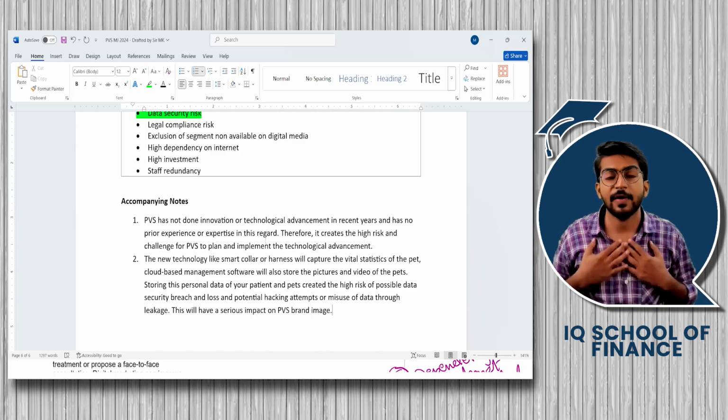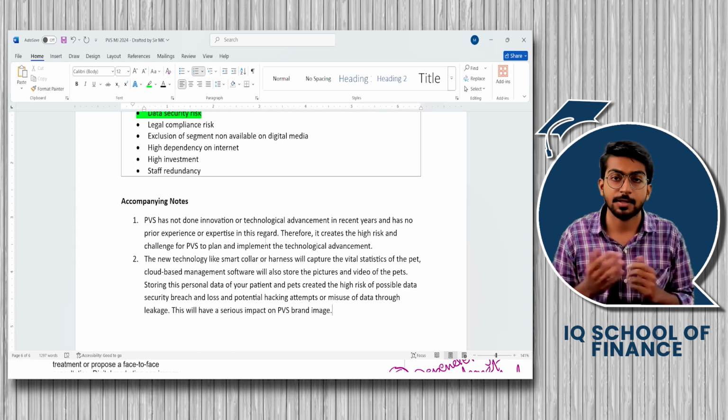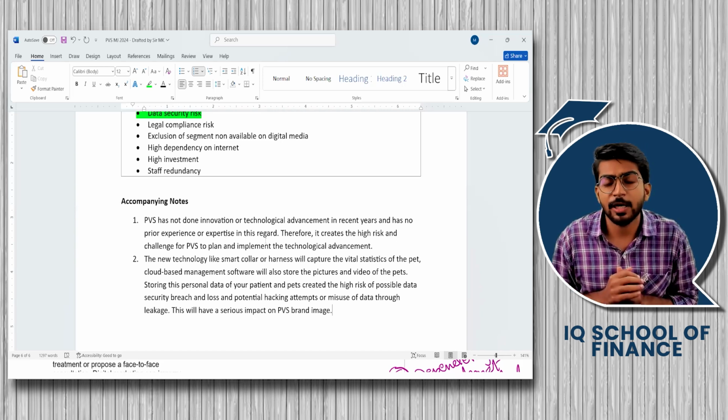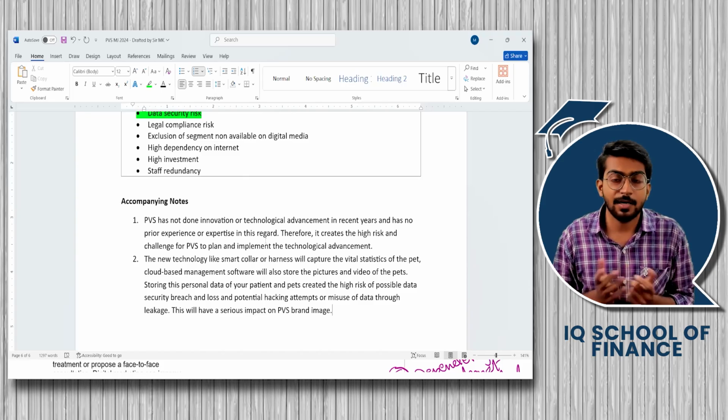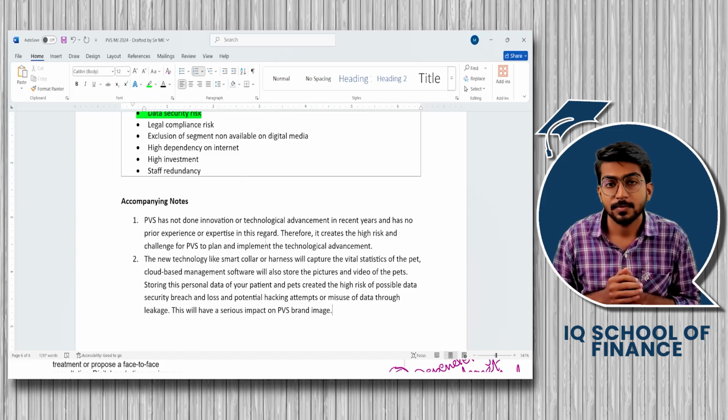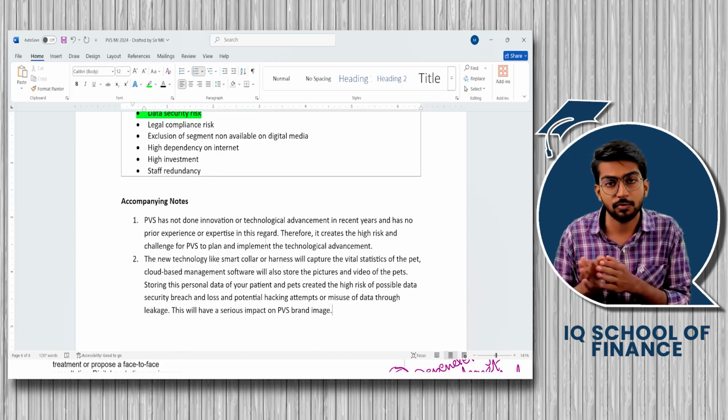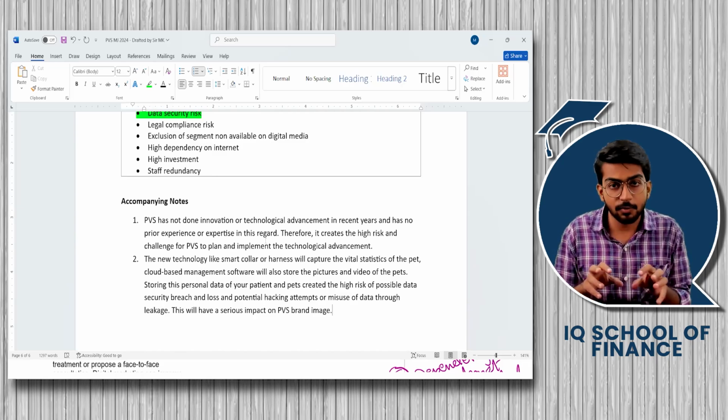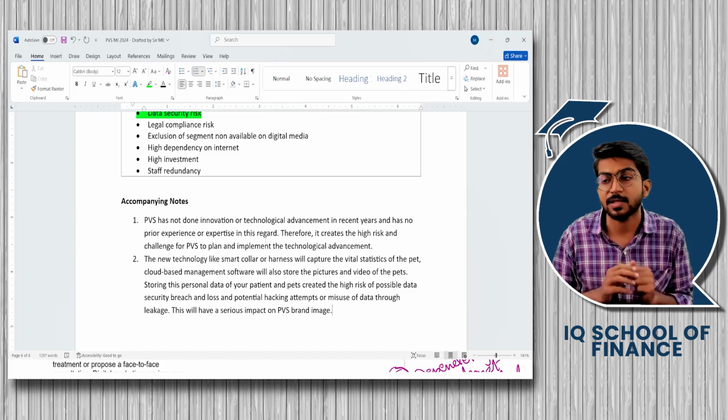For example, if I'm going to get my blood tested, what do you guys think? Would I be happy to share the results with my colleagues, my friends, all my family members? I don't think so. I would not like to share it with others unnecessarily. So this is something confidential, right? So don't go to the specific thing. Try to pick the words from the exhibit.